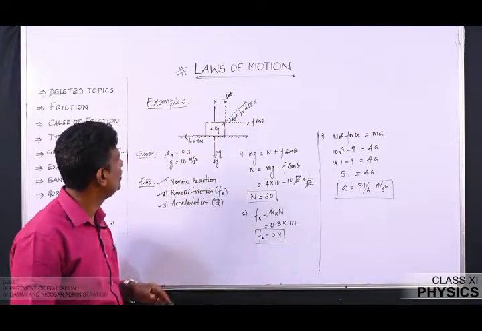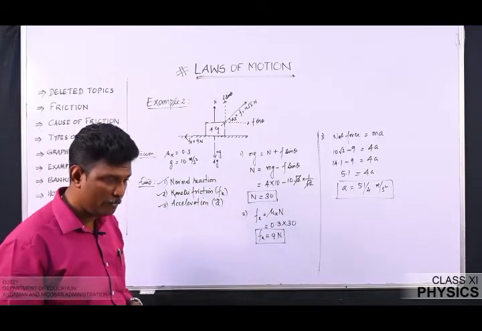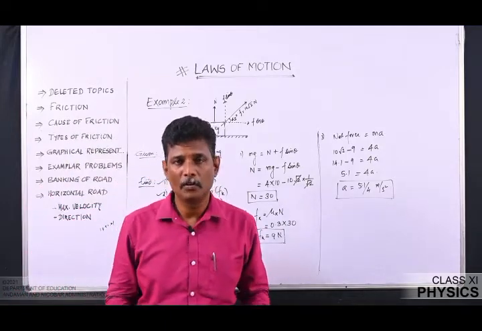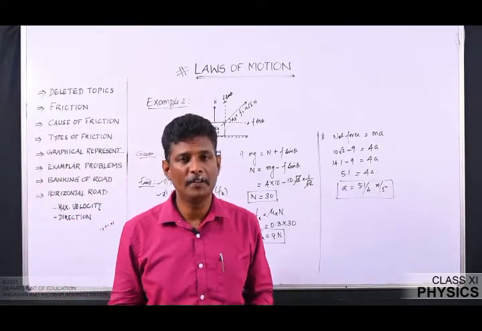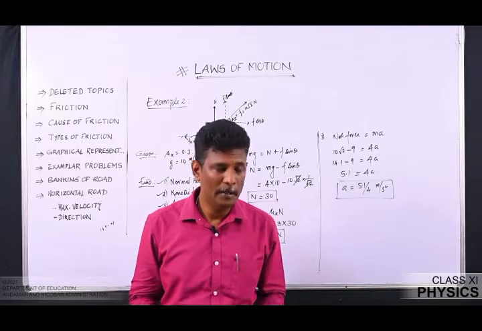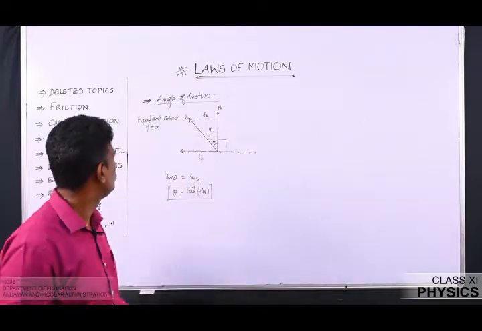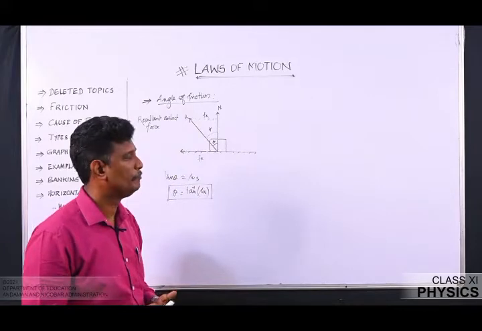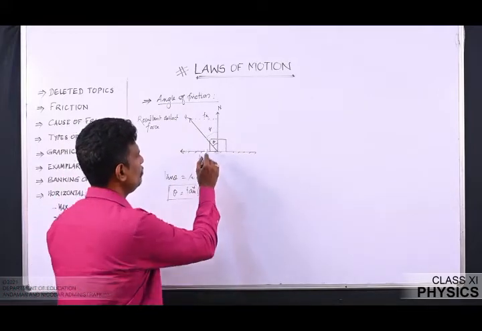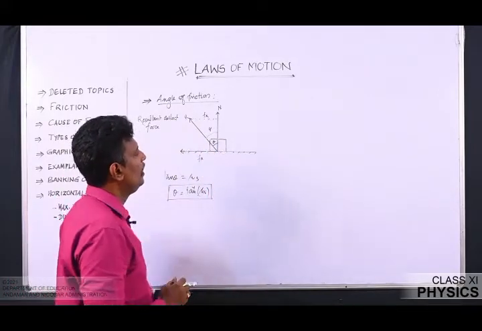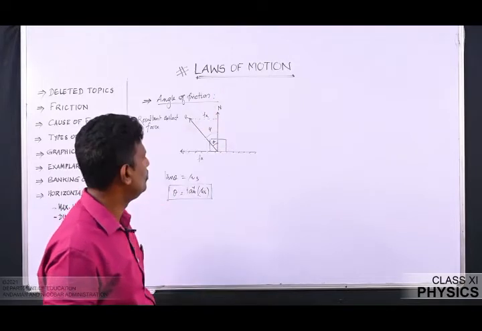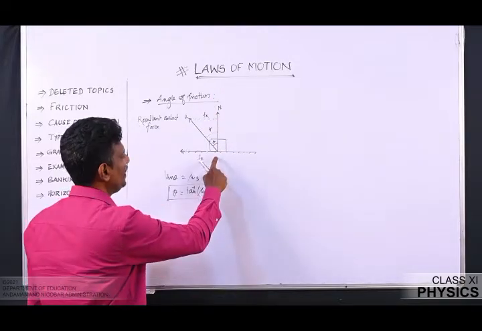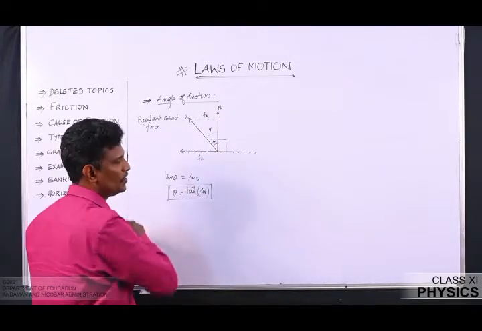So, altogether, having these two examples, you could have got the simple concept of static friction, kinetic friction and the limiting friction. Next is angle of friction. Let us consider a block here and normal reaction will be upward, then kinetic friction is in this direction.